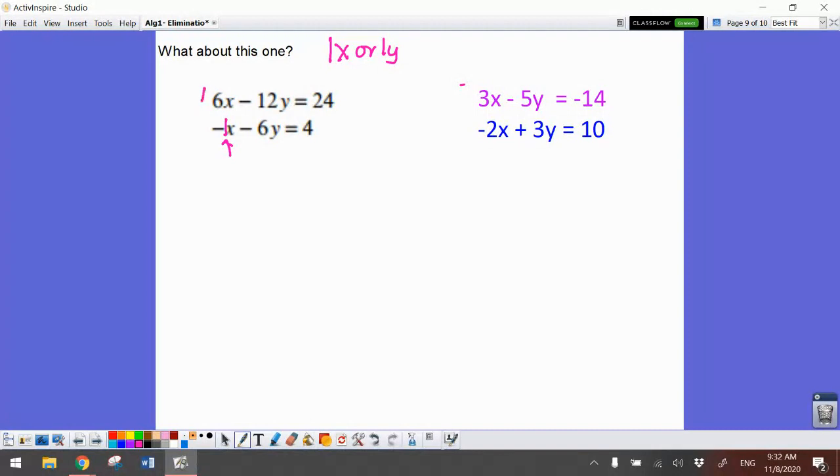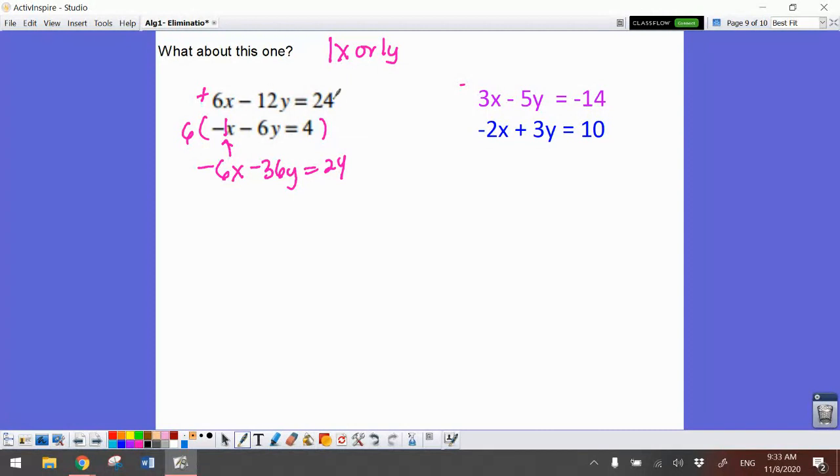Well, I see that I have a positive 6 here, but I really need a -6 if I'm going to cross those out. What am I going to multiply this by to make a -6? Yeah, I'm going to have to multiply by 6. And remember, I have to multiply everything. So 6 times -1 is -6. 6 times -6 is a -36y. And 6 times 4 is 24.